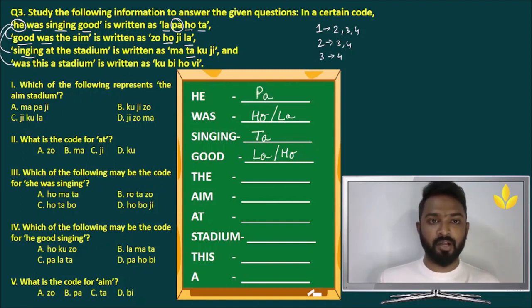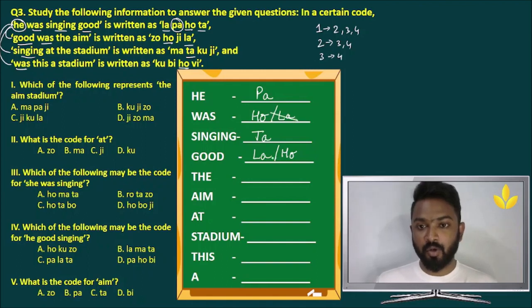Now let's compare 1 and 4. He was singing good. Was this a stadium? Only was is common. And which code is common? Ho is common. So was is definitely ho. So good is definitely la. So we finally have the codes for all the words in the first statement. That means we do not have to revisit the first statement at all.